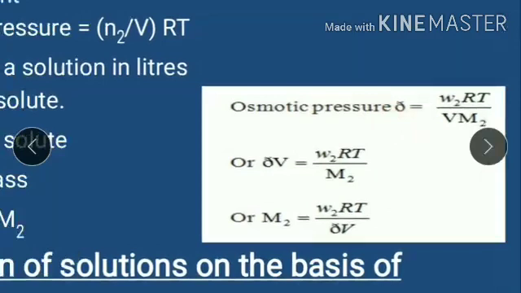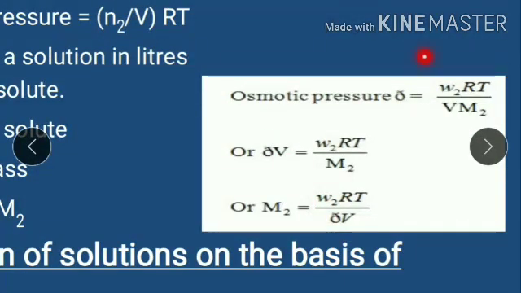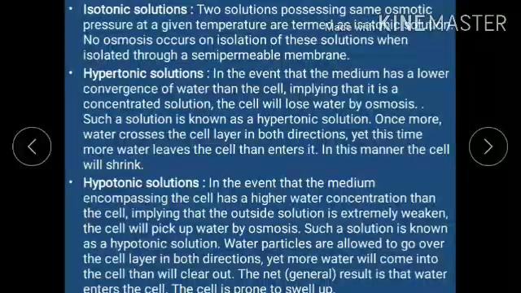Pi is equal to W2 upon V, W2 upon M2 is equal to V multiplied by RT. If you want to find W2, then cross multiply. If you find M2, then cross multiply, that is W2 into RT upon V. Okay, this is the formula by which you can find the molecular mass. Now move to the next slide.